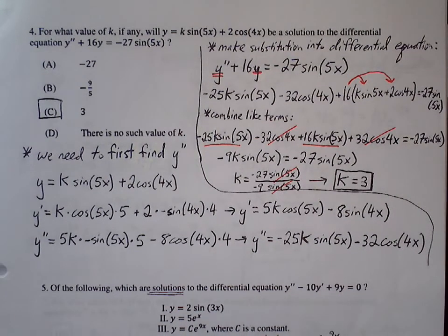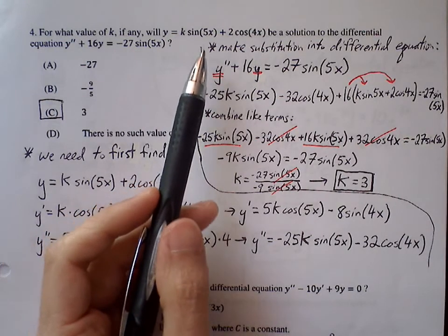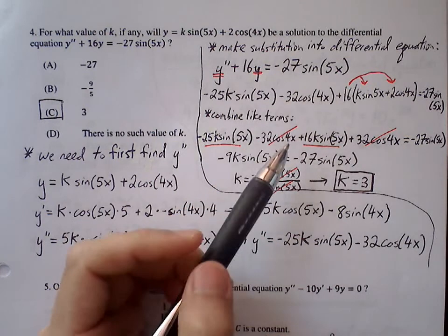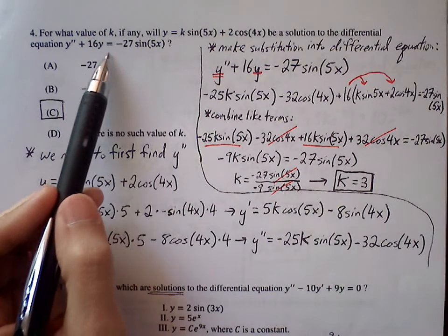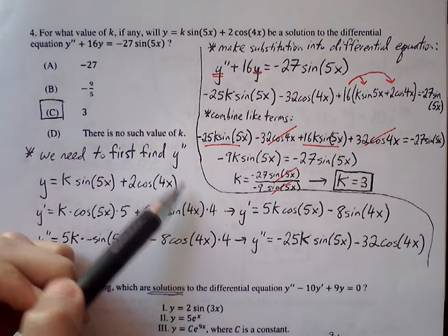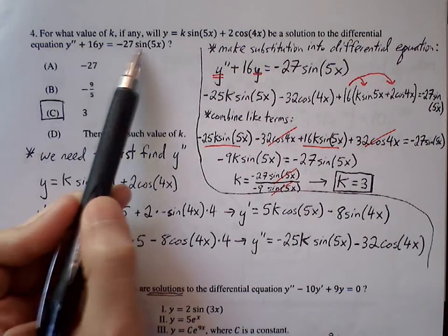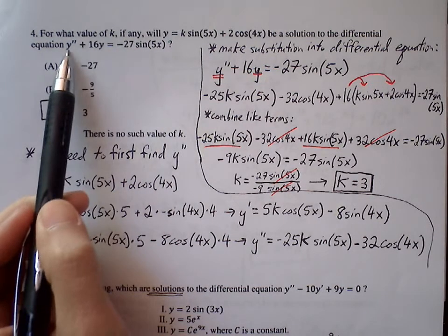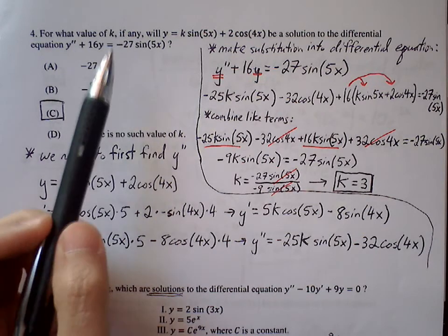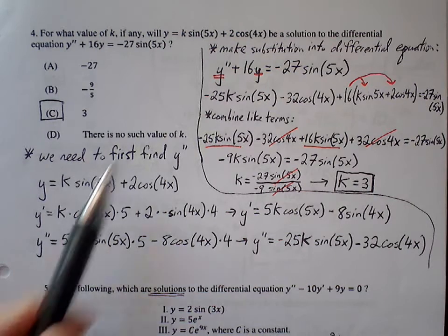Number 4, for what value of k, if any, will y is equal to k sine of 5x plus 2 cosine 4x be a solution to the differential equation y double prime plus 16y equals negative 27 sine of 5x? So before we can do anything with this, we need to know what y double prime is. So let's work our way down to y double prime and we'll have a better idea maybe how things can fit together. So let's find y double prime.